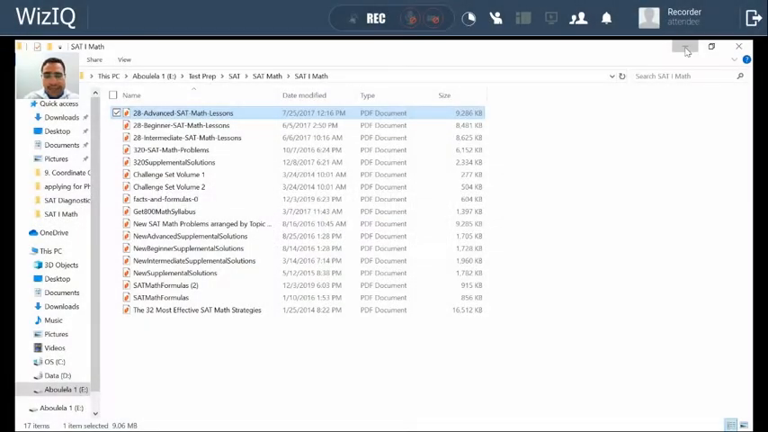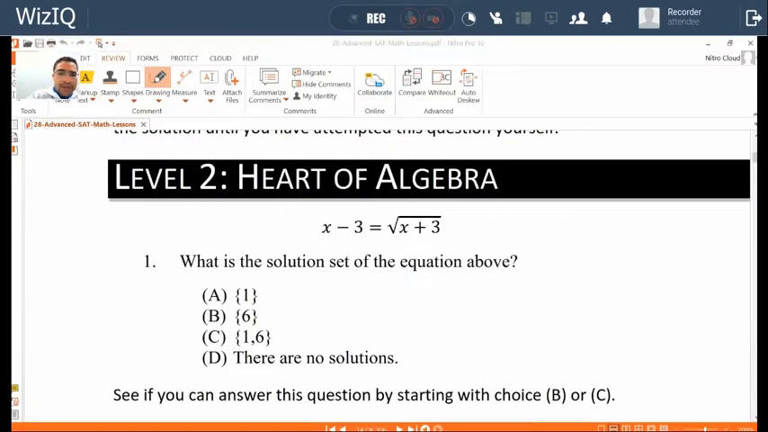How would you address a question like this? So guys, when you think about this, let's try board one. If you think about this equation, how would you answer it? x minus the square root of x minus 3 equals the square root of x plus 3. What is the solution set of the equation above?